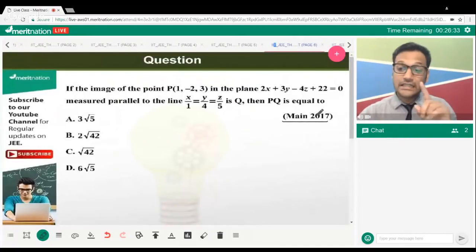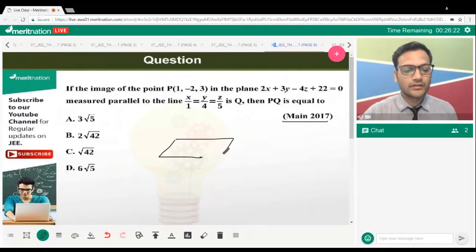Mains 2017, same question. The question says if the image of the point in the plane, measured parallel to this line, is Q, then PQ is equal to what? Again, the question is talking about the same concept. It is saying that this is a plane, x upon 1, y upon 4. Sorry, this is the line. The plane is given to us as 2x plus 3y minus 4z plus 22 is equal to 0. You know a point P, (1, -2, 3).